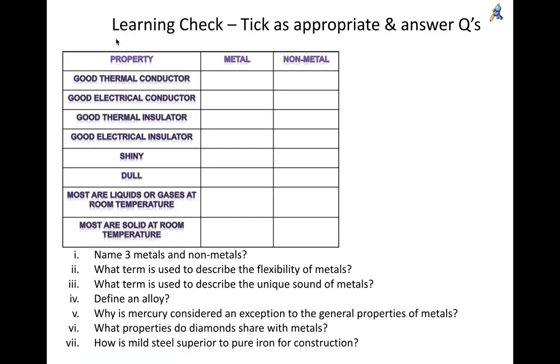If I look at this here, a good thermal conductor basically means it can conduct heat well. Is it a metal or non-metal? The answer here would be metal. So you should have a tick here for metal. The next one, good electrical conductor, you'd also say metal. Good thermal insulator, I would say non-metal. It does not conduct heat well, so therefore it's an insulator.